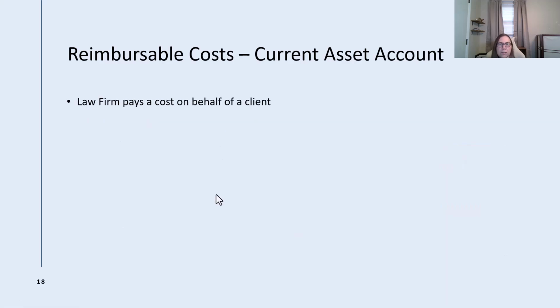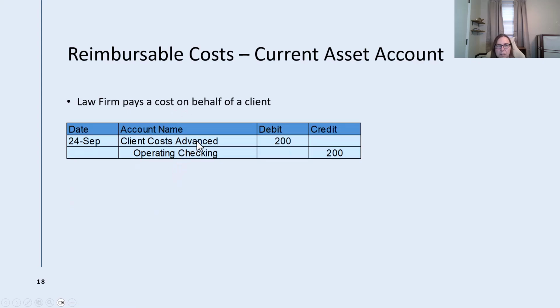So let's look at some journal entries. When the law firm pays a cost on behalf of a client, that would be a debit to client cost advanced and a credit to, usually these are paid out of the operating account. Not always, but most of the time. And it would be a credit to the operating checking account.